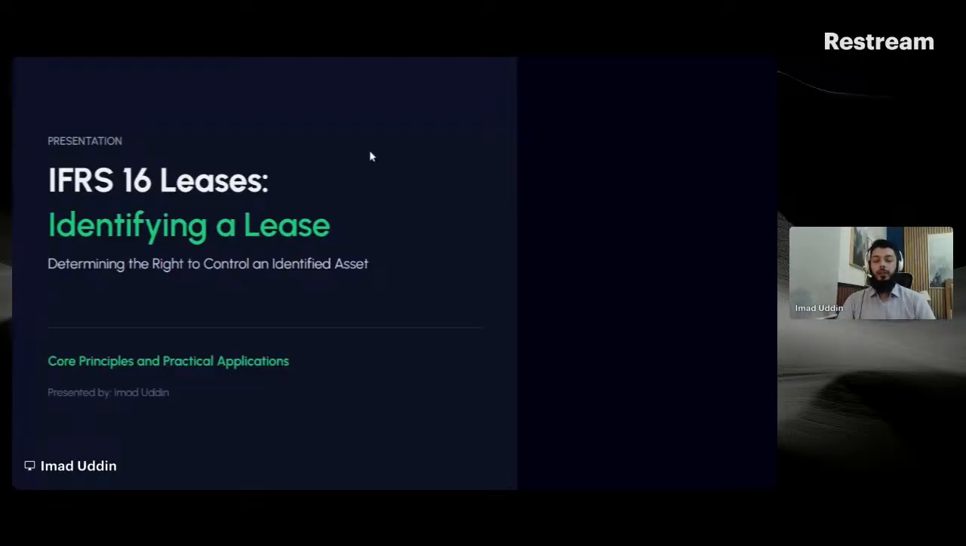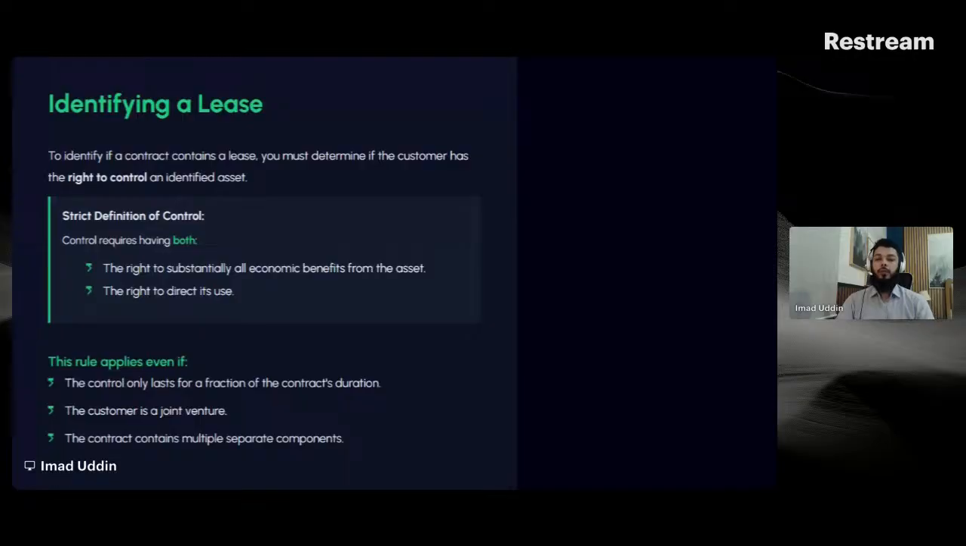With identifying a lease: when you are identifying whether a contract contains a lease or not, you have to see whether you have a right to control the identified asset. When we talk about the right to control, there are two main components of this assessment. First is the right to use substantially all of the economic benefits from the asset, and we'll talk about it in depth, and the right to direct the use of that asset.